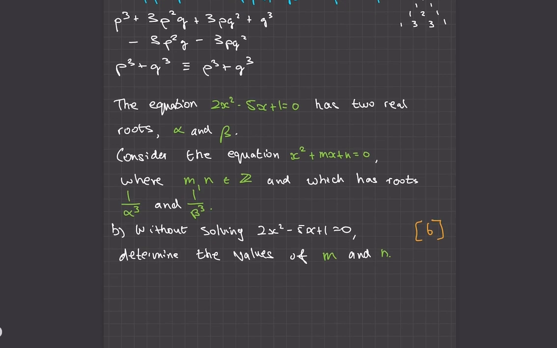And it says specifically, without solving this equation, find the values of m and n. Because with solving it, it's actually very easy, because we know some equations that link alpha and beta to this, right? We know their sum and their products. So we actually can explicitly find alpha and beta, and then we can explicitly find these numbers, and then we can find m and n, but we aren't allowed to do that. So you wouldn't get any marks if you did that. So what do we know?